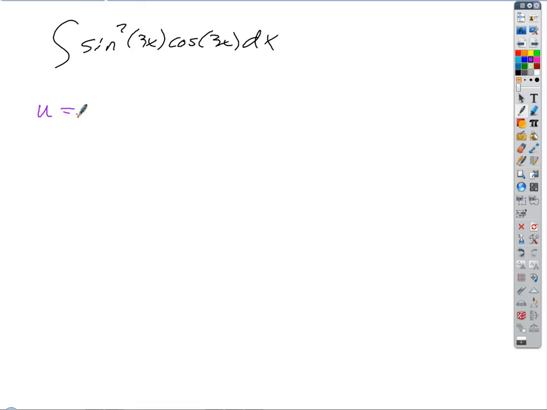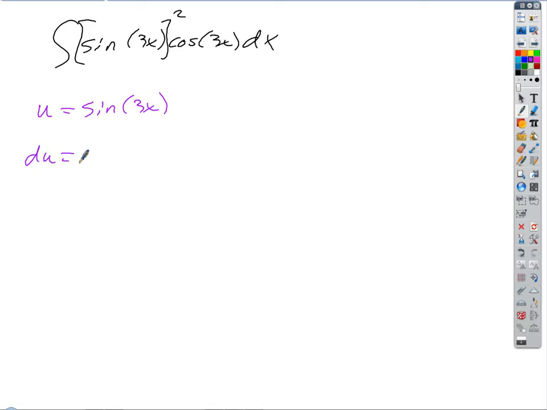All of it. Keeping in mind, let me do one little thing that might help. If we rewrite it like this, how about sine 3x? Okay, so we could let u equal sine 3x.